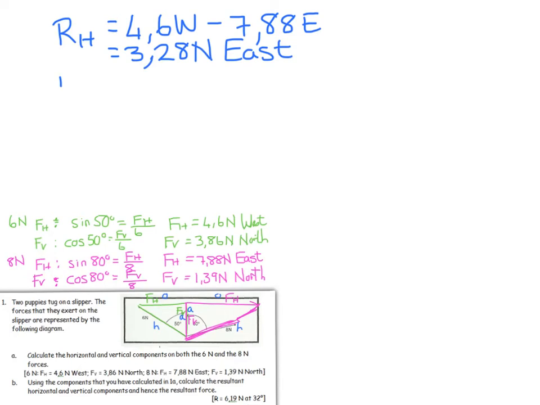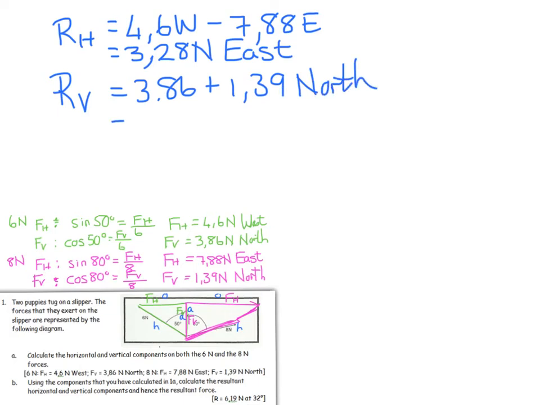Then if I am looking at the vertical, they are in the same direction, so I am going to add 3,86 and 1,39. They're both going north, so I'm going to land up with an answer of 5,25 newtons north. Now that I have those two, I can draw a vector diagram.